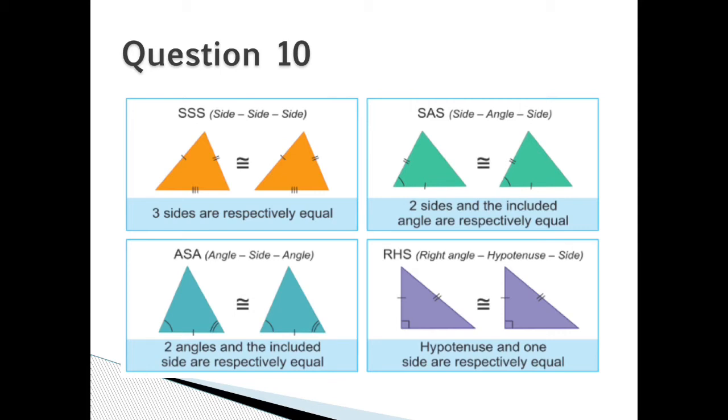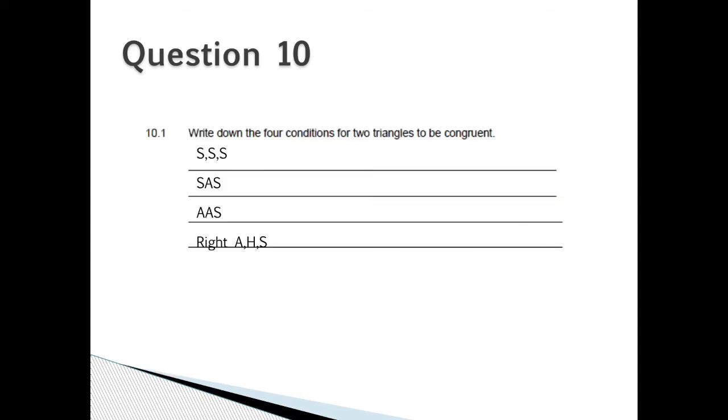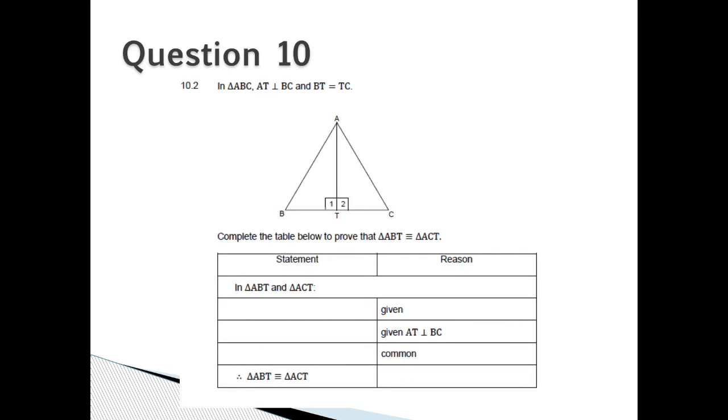Or you can have the hypotenuse and one side that is equal. So right angle, hypotenuse, and side. So the four conditions for two triangles to be congruent are side, side, side; side, included angle, side; angle, angle, side; and right angle, hypotenuse, and side. Question 10.2.